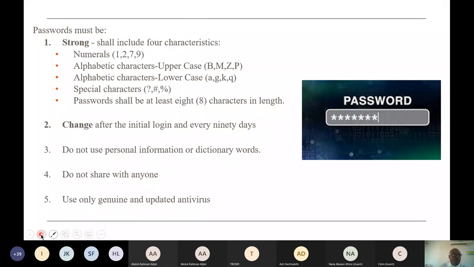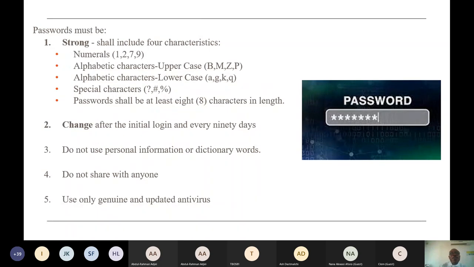Then also make sure you use genuine antivirus applications, and that antivirus application must also be updated. I found myself in situations where I have to debate people on antiviruses. They've told me they don't believe in antivirus. Antivirus must be for free, and they can go online. You know, when you go online, you can get AVG.